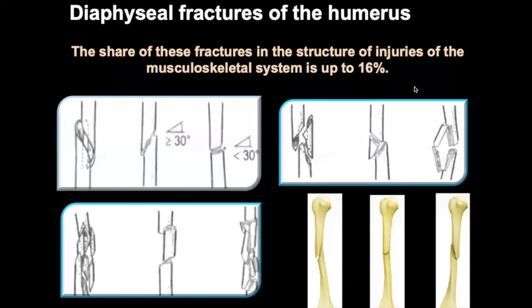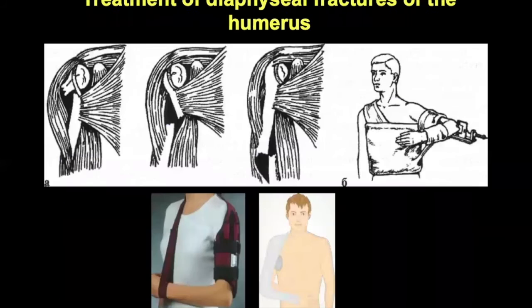And diaphyseal fractures of the humerus. One trick: diaphyseal fractures heal much less well than metaepiphyseal ones, and they need much more time to unite. But the gold standard of treatment of diaphyseal fractures of the humerus is conservative, with a functional bandage, for example, like this.